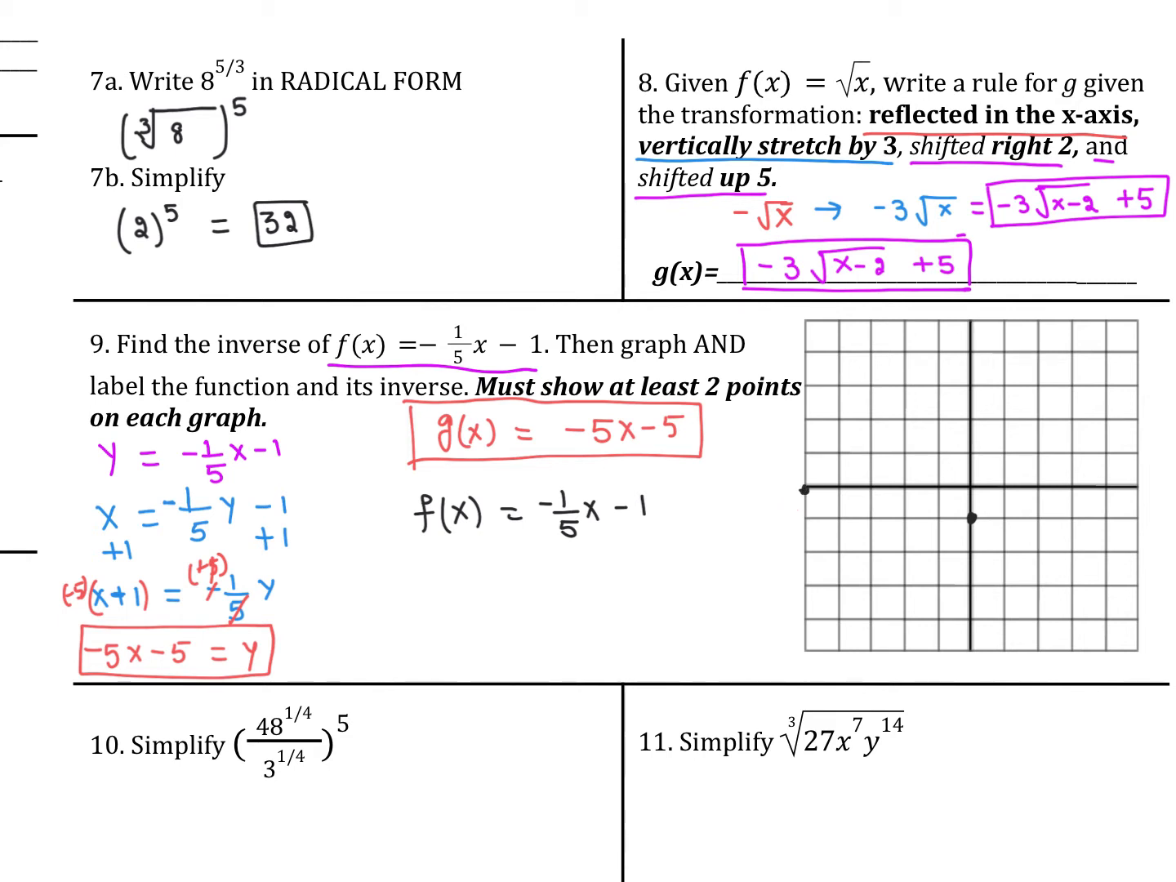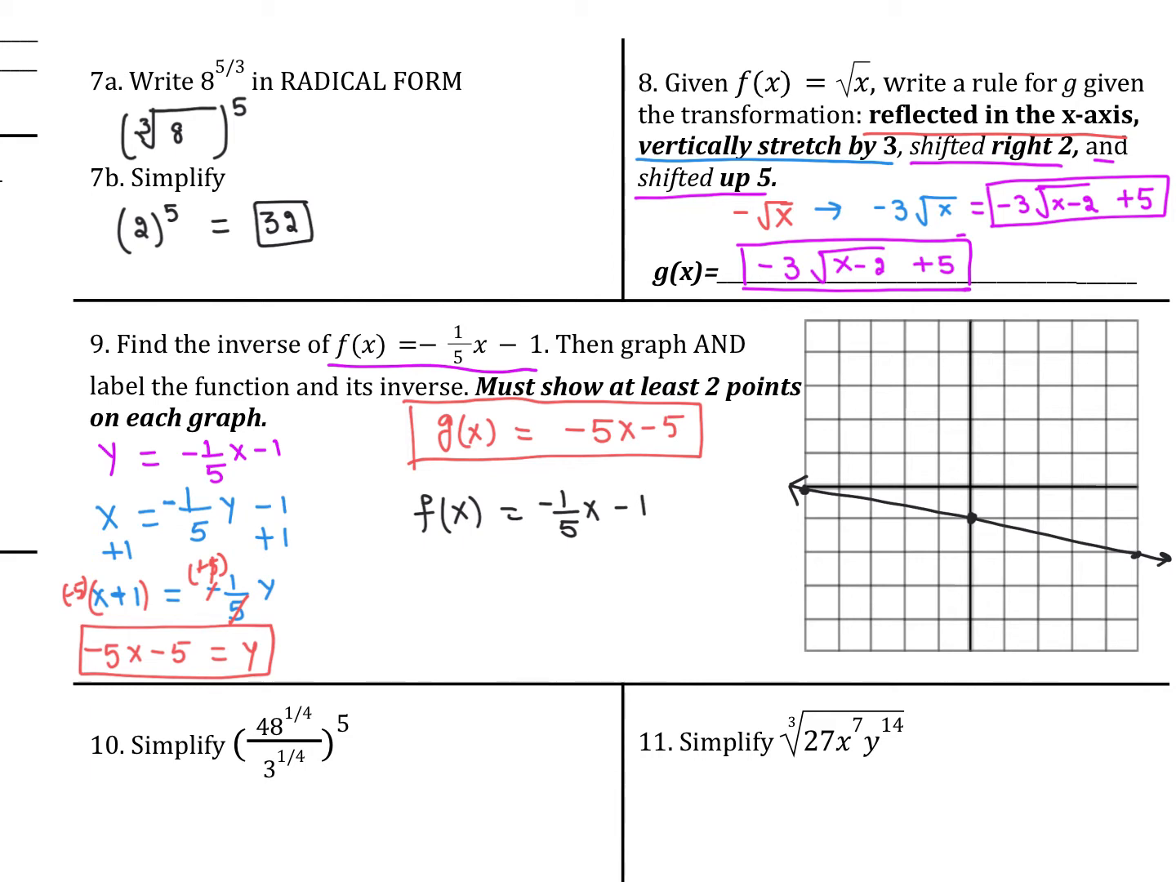Or 1 down, 1, 2, 3, 4, 5. So this is my next point. I connect these points and I get the graph for f(x), which is a line graph.